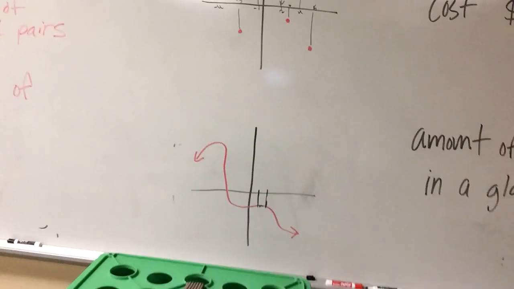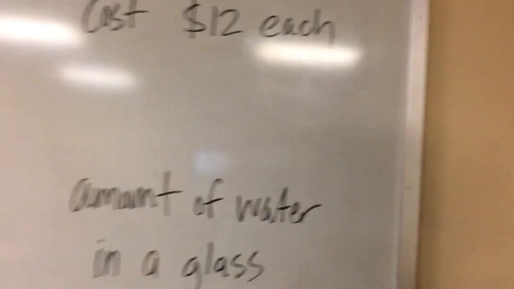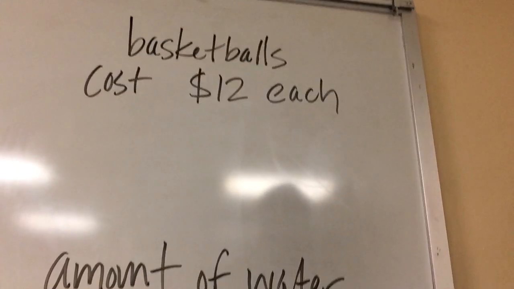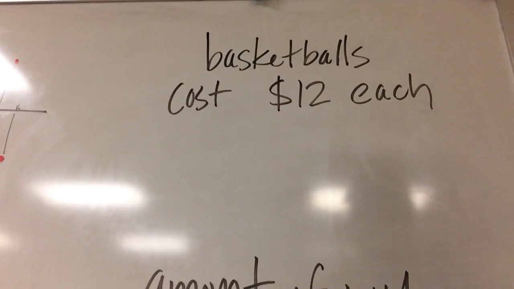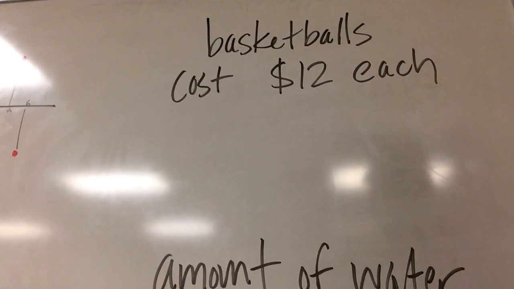Now, the last type of problems we're going to talk about are word problems. So we'll start with an example of a discrete situation or a discrete word problem.